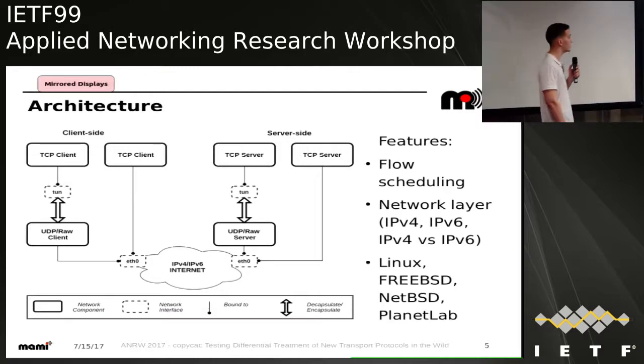It also comes with a few features. You can set up the flow scheduling so that the two flows are run in parallel or sequentially. You can choose a network layer, v4 or v6, or you can even do the network layer battle. In this case, it will run two pairs of flows instead of one, and the idea is to infer differential treatment based on the network layer. So it will run two reference flows, one v4, one v6, and then two experimental flows, one v4, one v6. And it works on a few OSes.